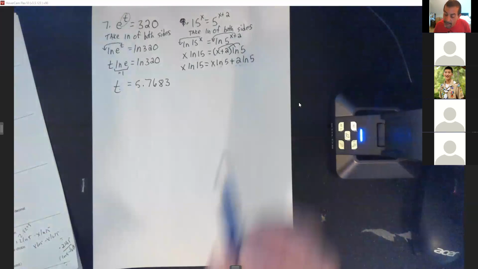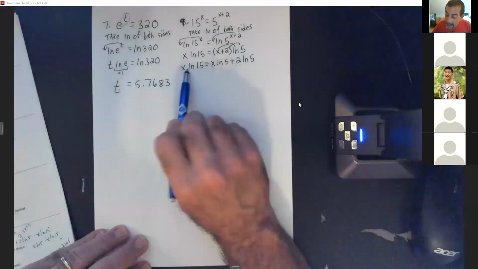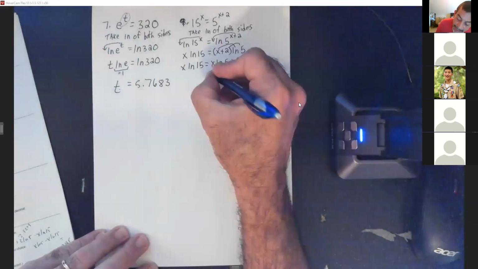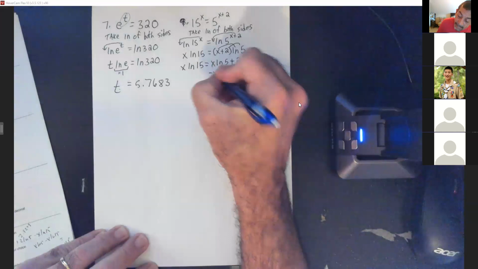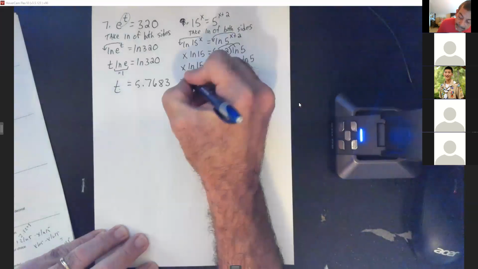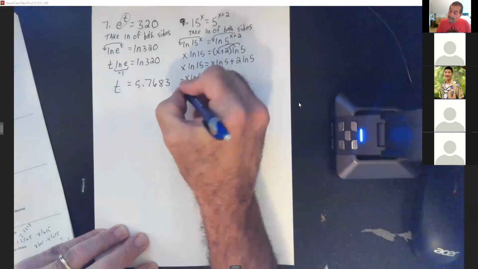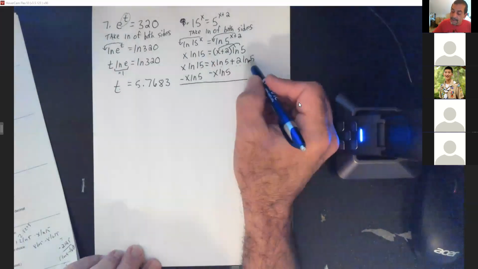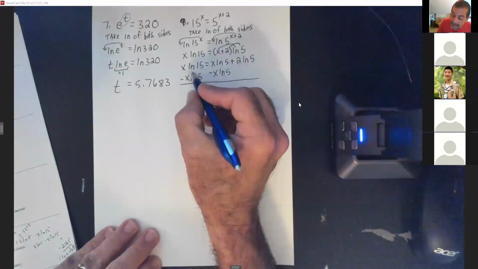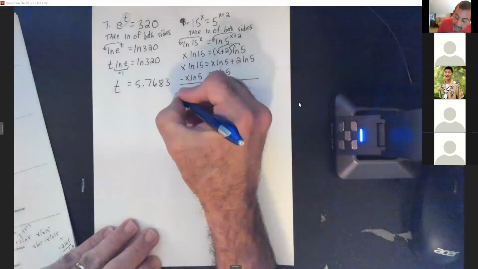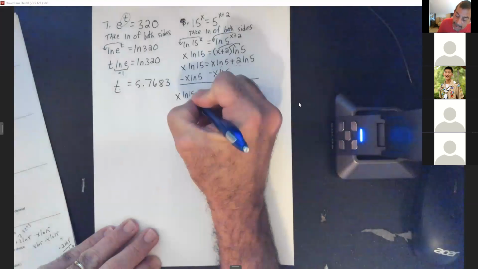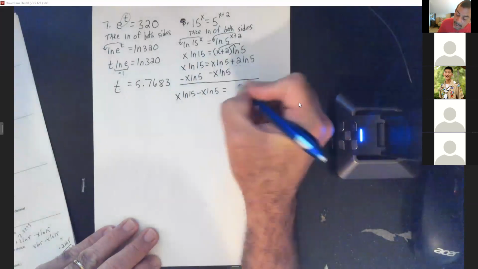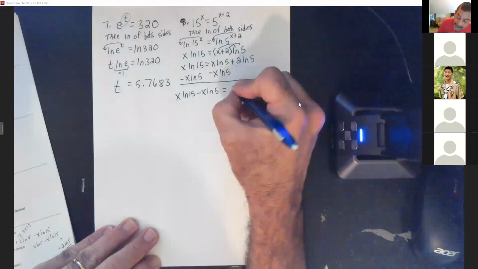Now notice what we're going to do. I've got an x here and an x here. These x's need to be on the same side, so I'm going to subtract x ln 5 from both sides. I'm not worried about the 2 ln 5 because it doesn't have an x, so it's going to stay on the side it's on. Now, these are not like terms, so x ln 15 minus x ln 5 is going to equal 2 ln 5.